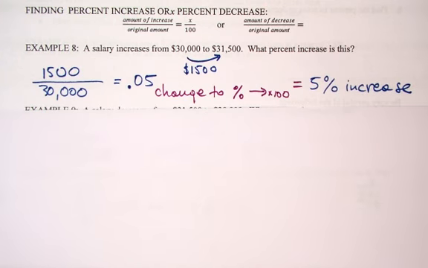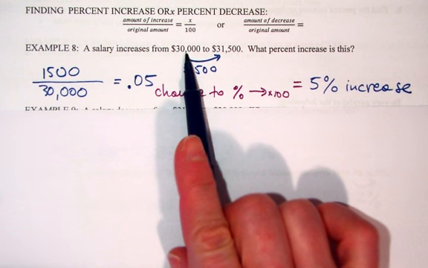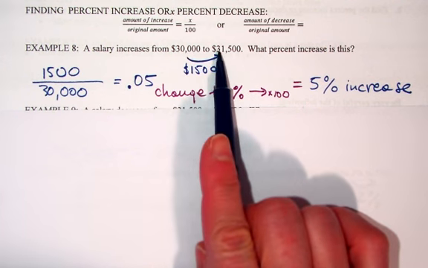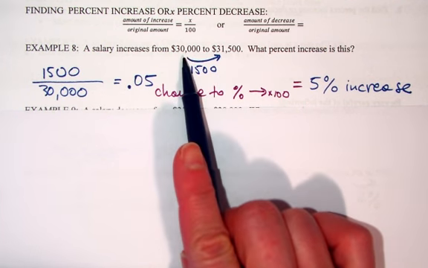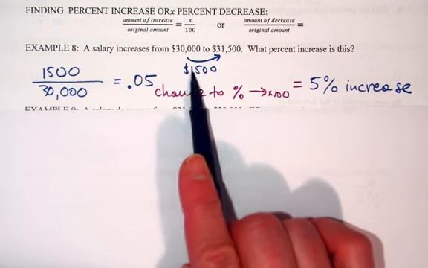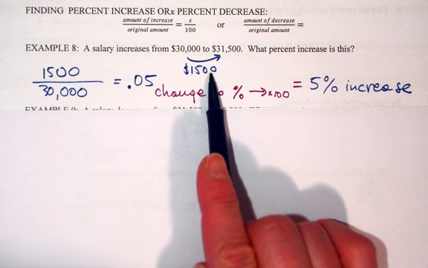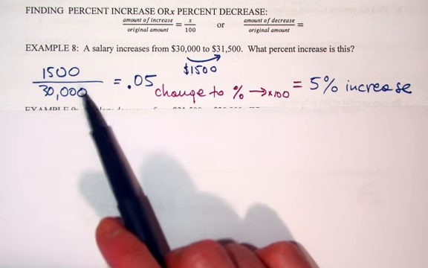What you want to do is first figure out how much was the increase. So, how much did it go up? So, we would subtract 31,500 minus the 30,000. That gives us the amount of increase, which is 1,500. And this is the important part. You divide by the original amount. So whatever we started with, that gets divided.